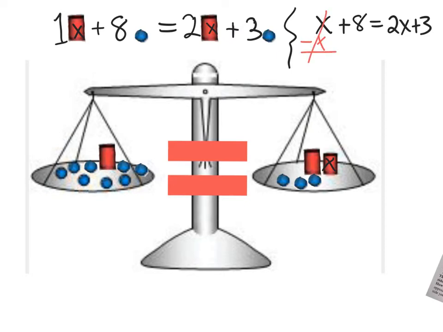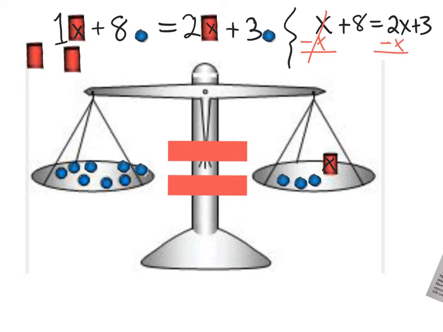What did I just do? I removed this x. Right? But if I remove an x on the left side, I have to remove an x on the right side to maintain the balance. So I need to also remove an x from this side so that the equality of the weights stays the same. So I'm going to subtract x over here.